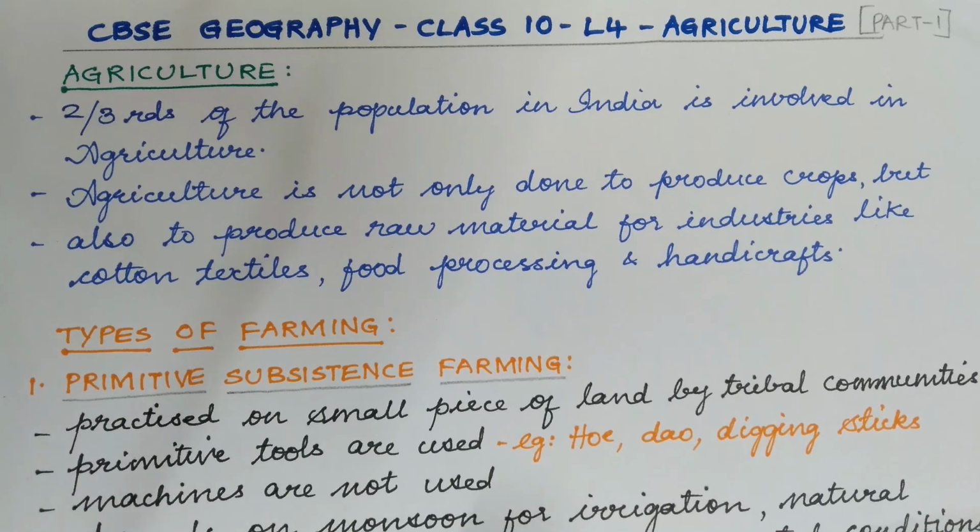And this type of agriculture is dependent on monsoon for its water, for irrigation, and the natural fertility of the soil. No pesticides or chemicals or insecticides are used. Actually, this type of farming is known as slash and burn agriculture or shifting agriculture.